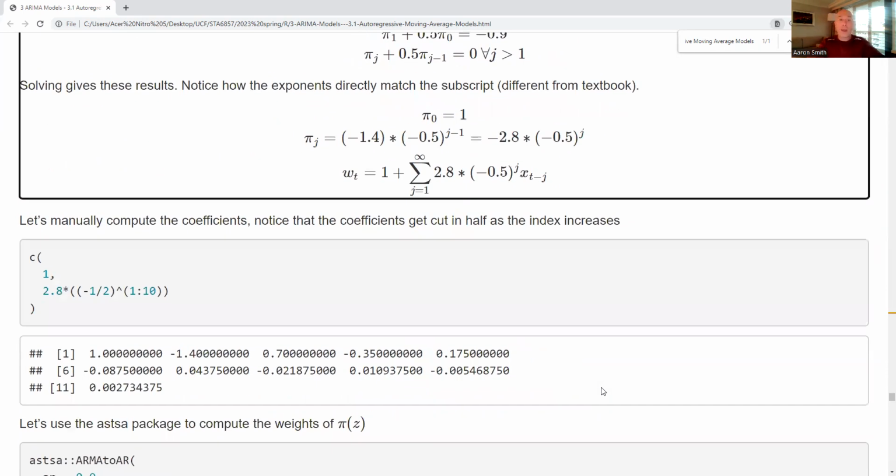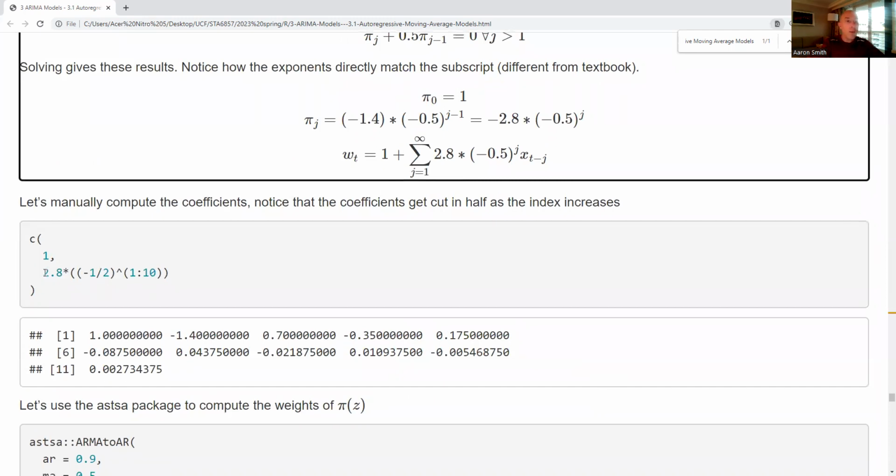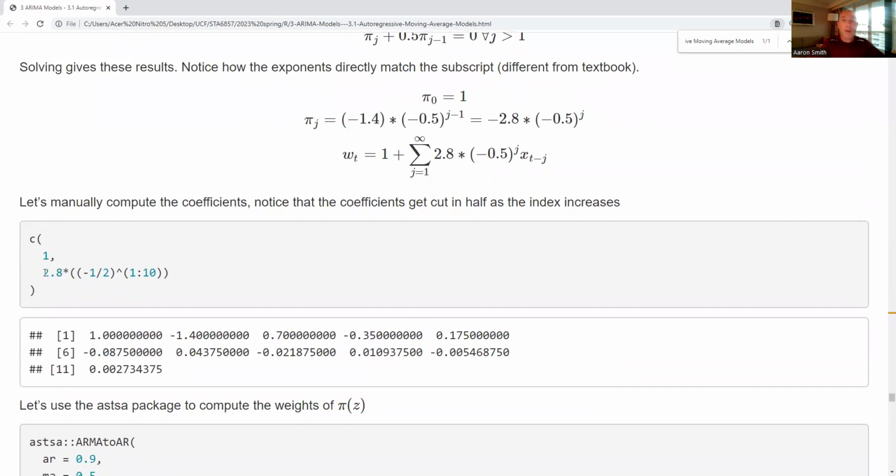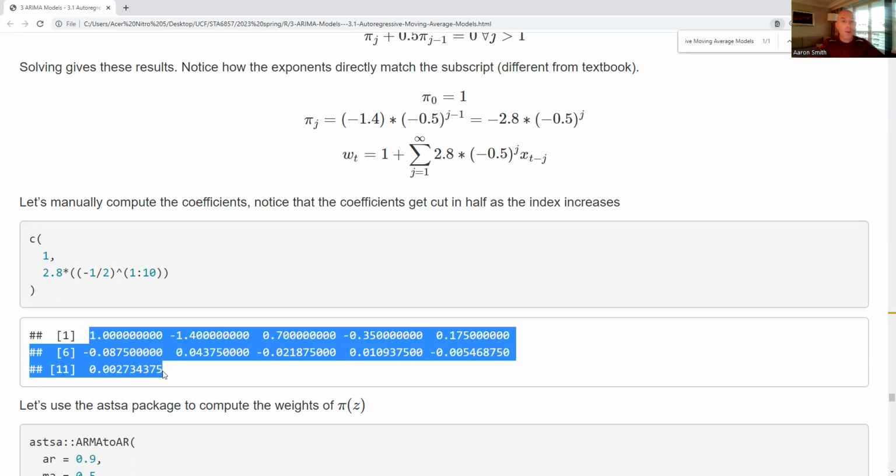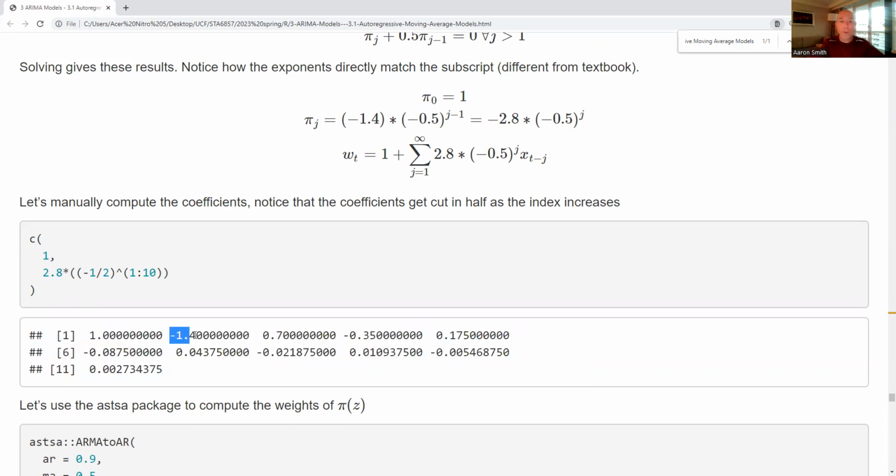And now let's go ahead and show what we get. I'm going to compute it manually, and you'll notice that I've got this series. I'm plugging in the formula here, and I've got this one for that constant term. And here I get my series. Now you'll notice for the non-constant terms, each consecutive one is half of the previous, and I flip the sign, which is exactly what we expected. So you'll notice that here I go negative 1.4, positive 0.7, negative 0.35, and so on. It's getting cut in half each time we get to the next one.